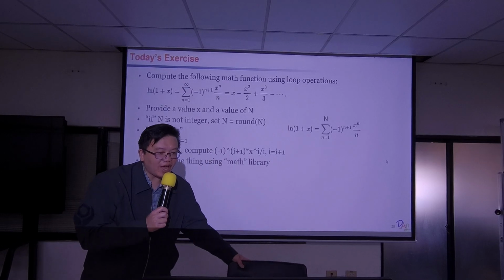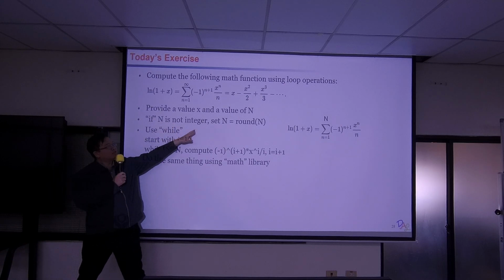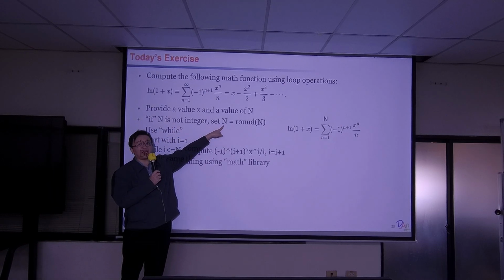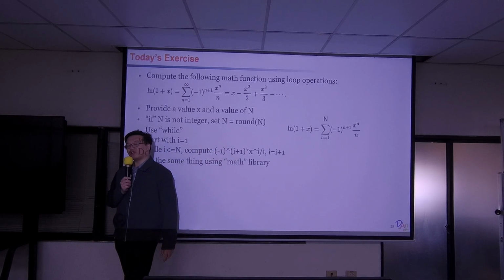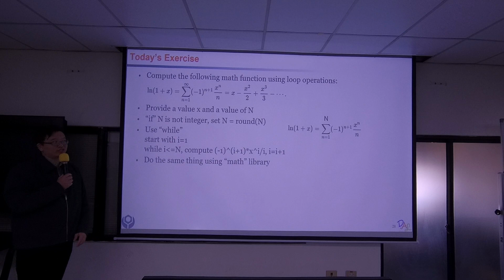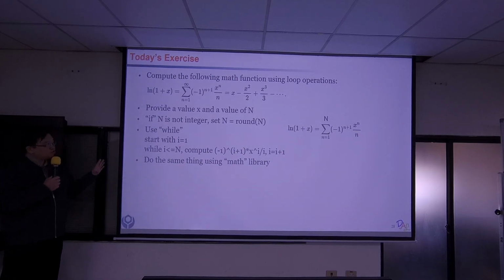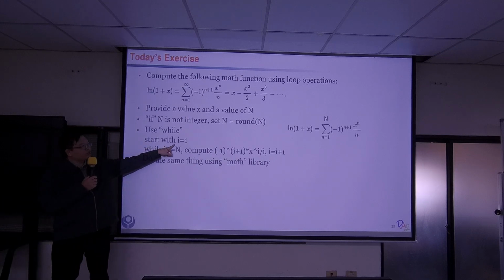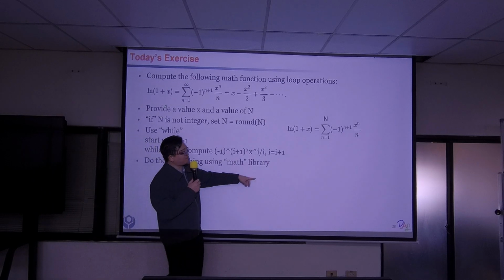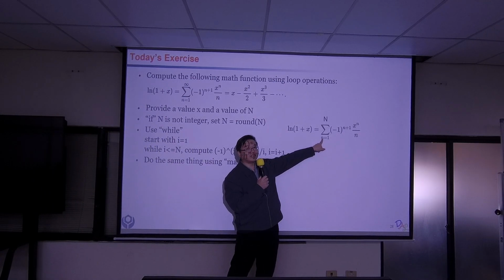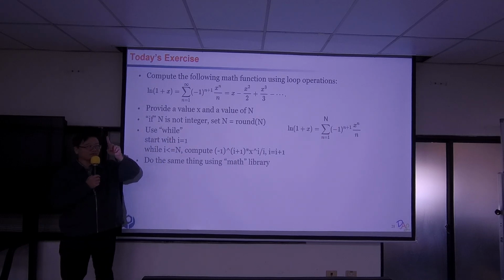If this capital N is not integer, then we will set capital N as the rounding of capital N. So if it's a floating number, we just push it to an integer. Then we work on the while loop. For the while loop, you need to start with some index. I use small I right here, but basically is the small n. Okay? So some index I, you want to start with 1.